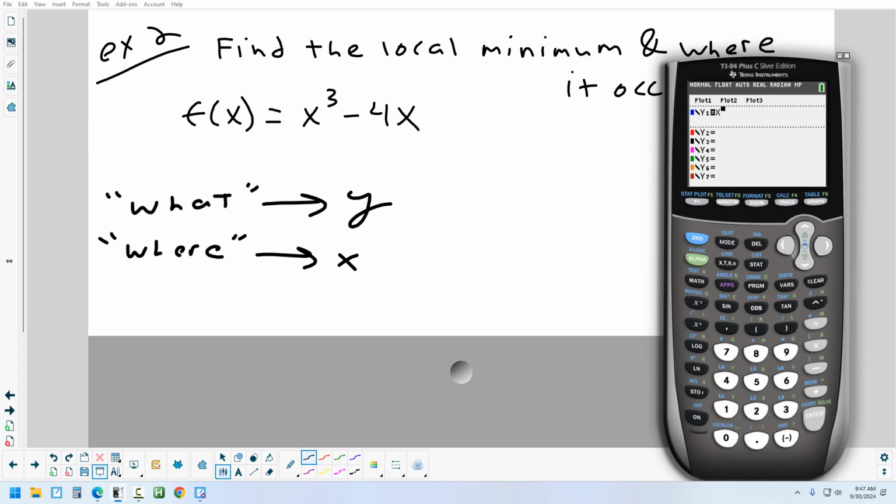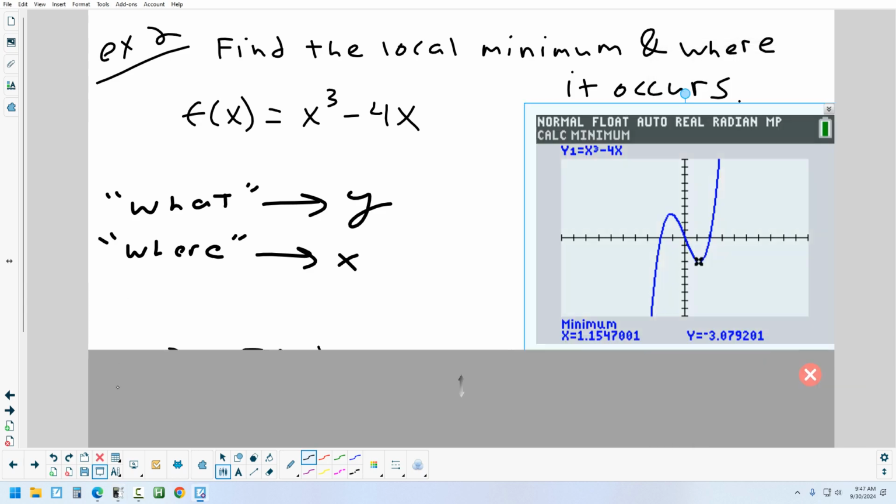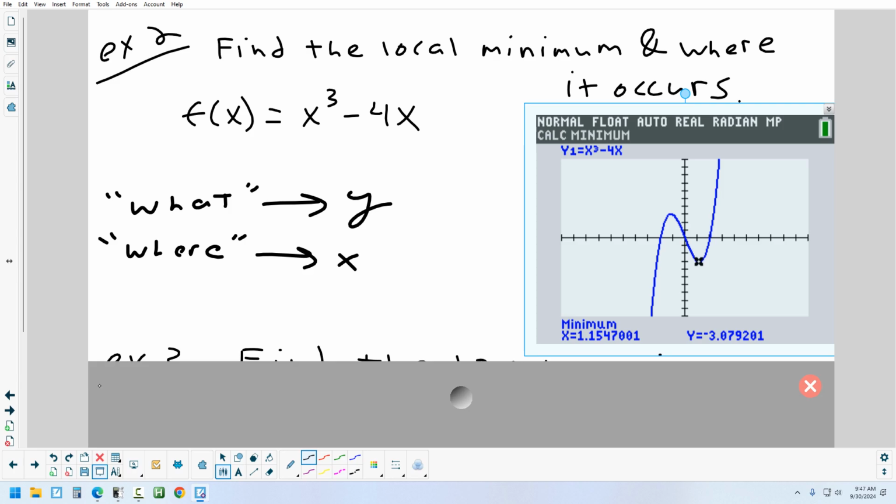Let's type in x cubed minus 4x and do zoom 6. This particular graph only has one local minimum. Second, calc minimum. Pick a point to the left, pick a point to the right, and do your guess. Okay, so based on that, what is the local minimum in that graph?